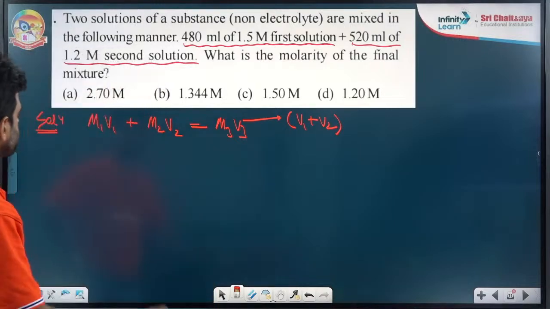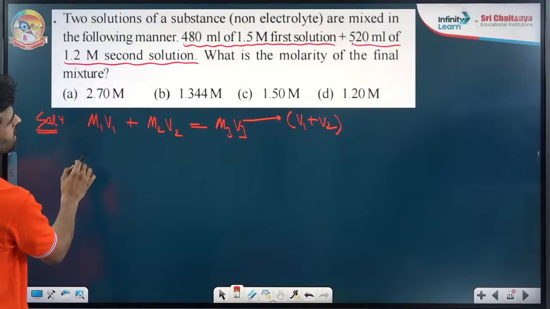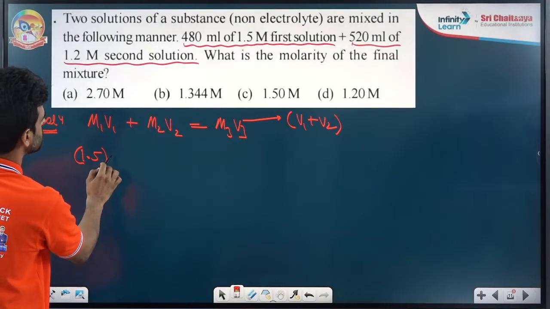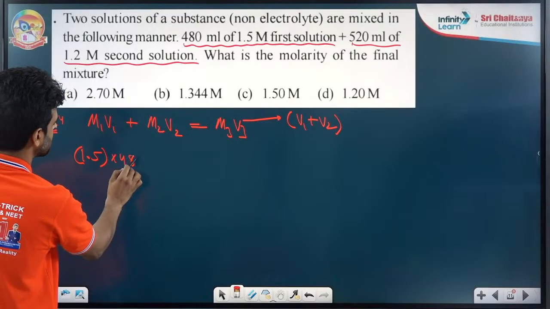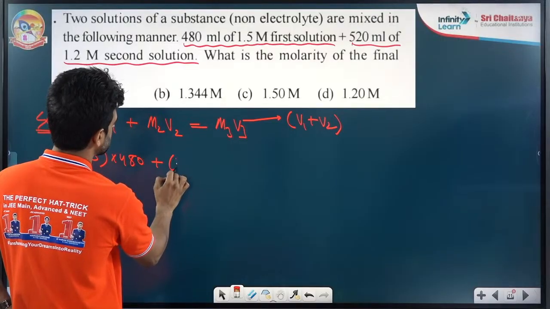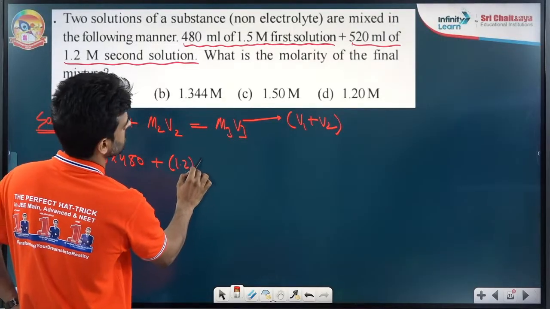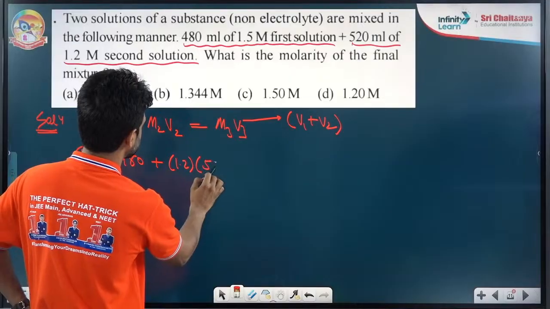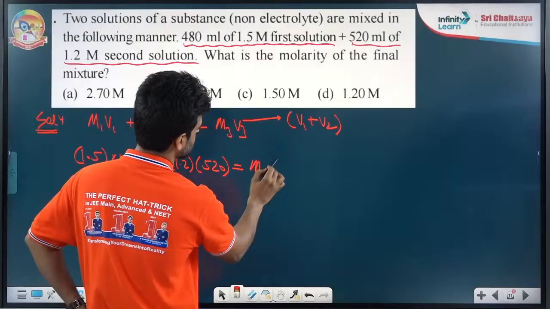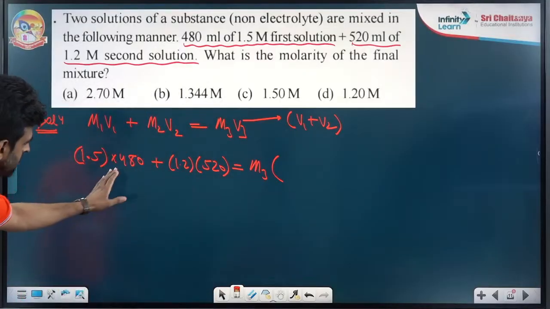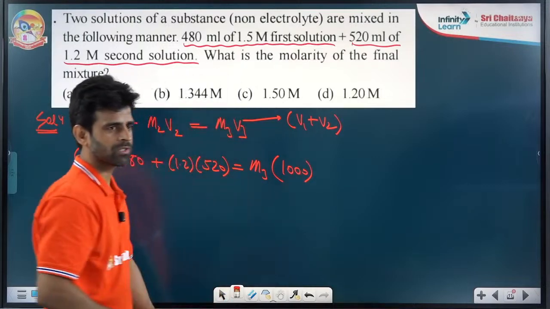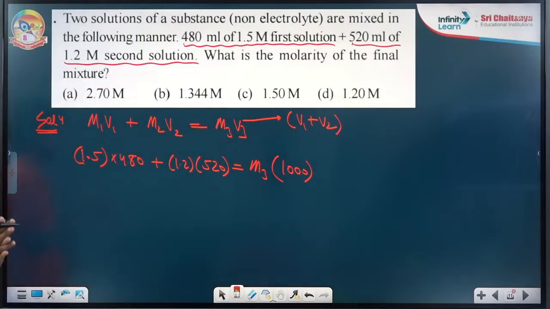What's coming? The first one is, they are saying 1.5 molar, right? 1.5 molar into the volume is how much? 480 ml, plus the next thing is 1.2 molar. The volume is 520 ml here, right? And the next thing is easy, the M3 we have to find. And what is V3? V1 plus V2, what is coming here? 1000. It's coming 1000. Good. Okay, great.